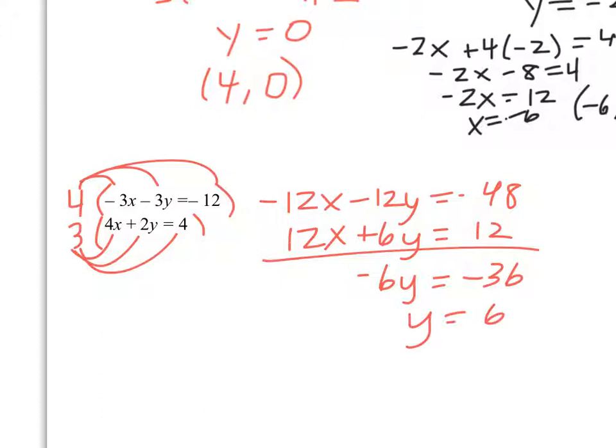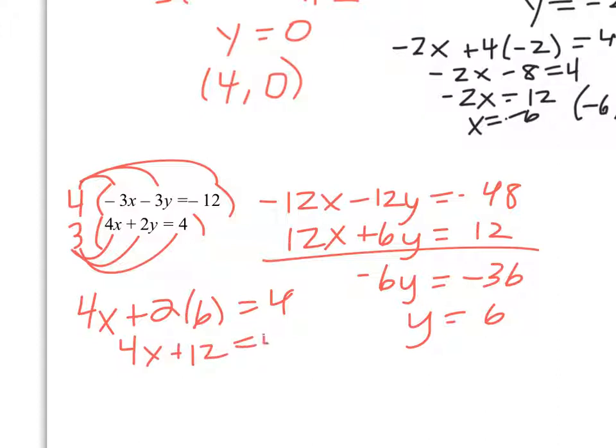Now I'm looking at my original equations. I kind of like the second one because it doesn't have all those negatives. So I'm going to plug into the second one. 4x plus 2 times 6 equals 4. So 4x plus 12 equals 4. 4x equals negative 8. So x equals negative 2. So my point is negative 2, positive 6.